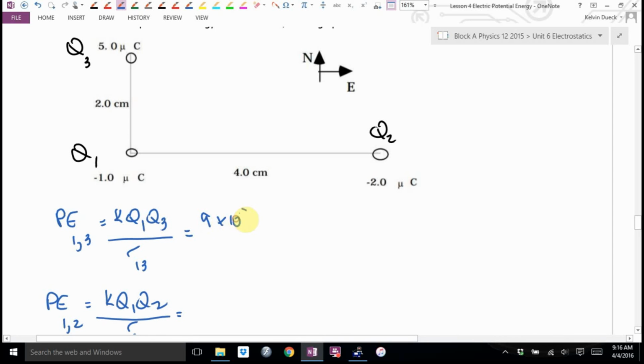9 times 10 to the 9th. Q1, negative 1 microcoulomb. Q3, positive 5 microcoulombs.